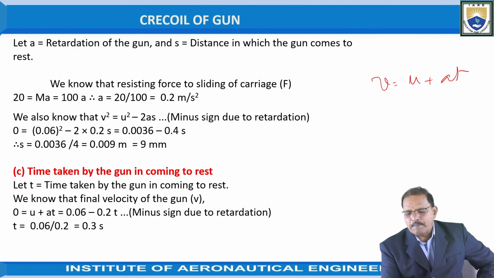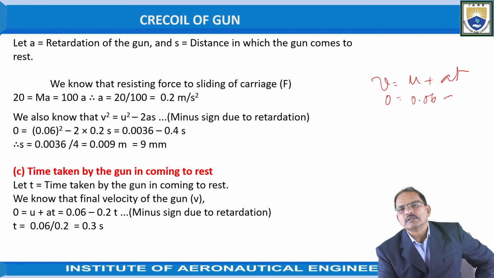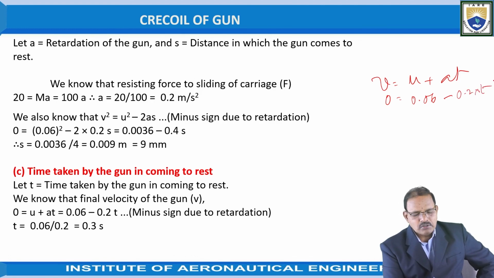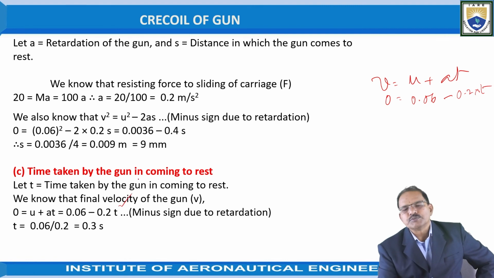So, by applying this equation, 0 is equal to 0.06. Here, the acceleration is negative because retardation is taking place, so the value is minus 0.2 into t. On substituting these values in this equation, we get t is equal to 0.06 divided by 0.2, which is equal to 0.3 seconds. So, this is the time required for the gun to come to rest.